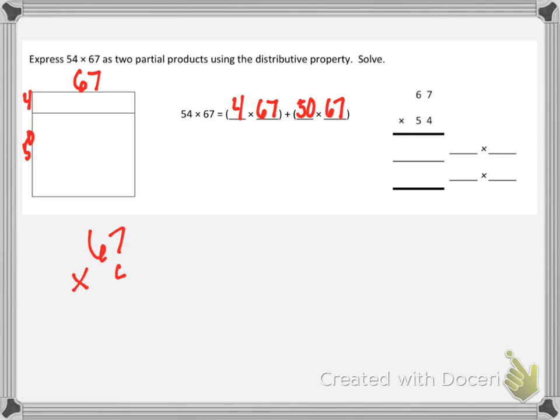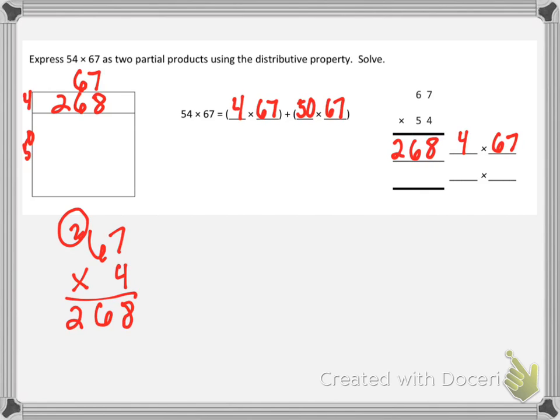67 times 4: 7 times 4 is 28, put the 8, carry the 2. 6 times 4 is 24, plus this 2 is 26. So over here we have 268. We have 4 67s, and that's what the distributive property right here shows, so let's put it over here. We have 4 67s, and what we got as our first partial product, 268.